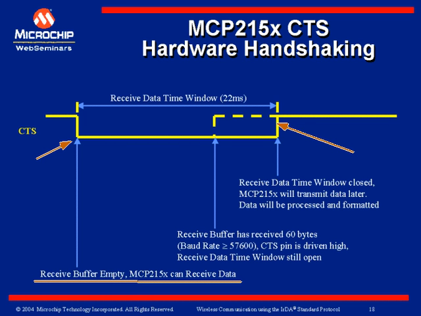If the host UART baud rate is 19.2, then the received data time window will be closed, which forces the CTS high before the 64 bytes could be received. The data in the host UART receive buffer will be processed, formatted, and then transmitted to the primary device. Any data that is being received when CTS is driven high will not be lost.